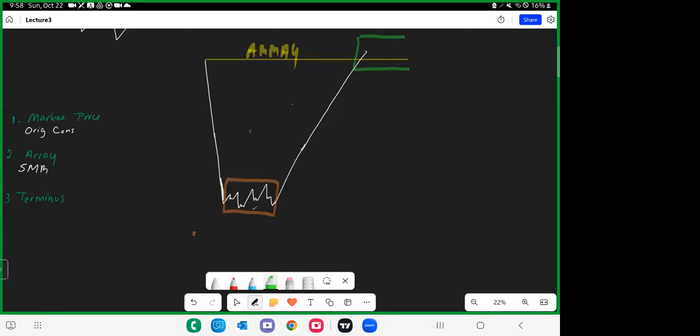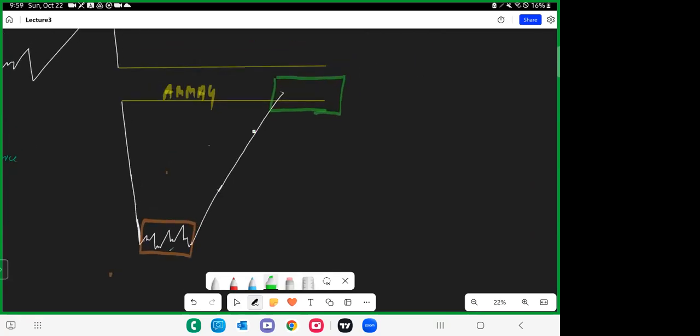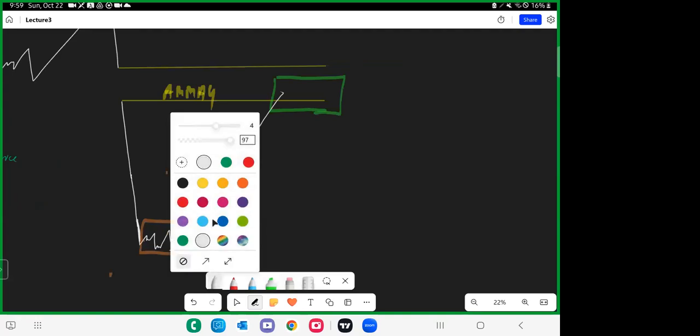And then we have the array. Now, obviously, I'm drawing these linear. We're going to add the pieces in between. But price runs to the array. This is where I'm expecting a smart money reversal.